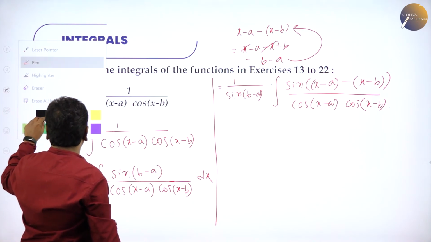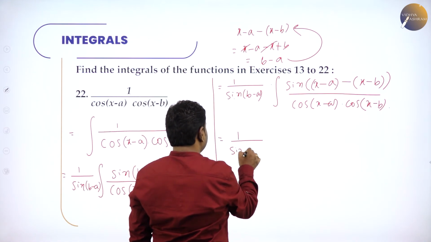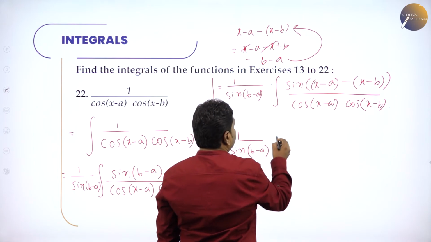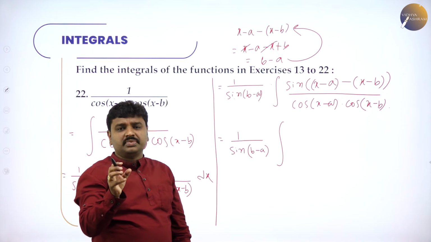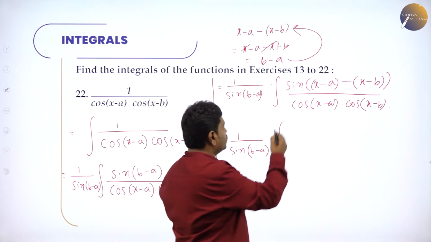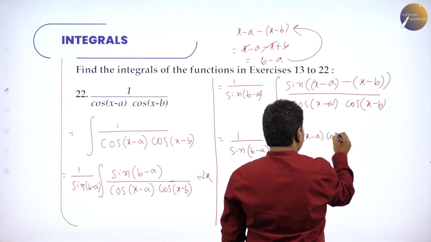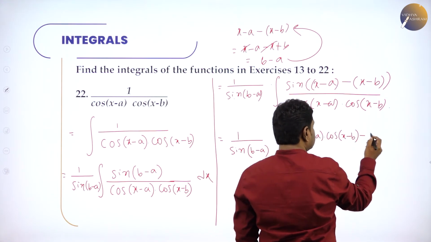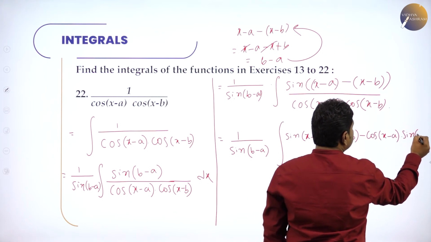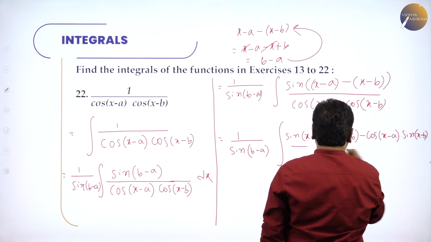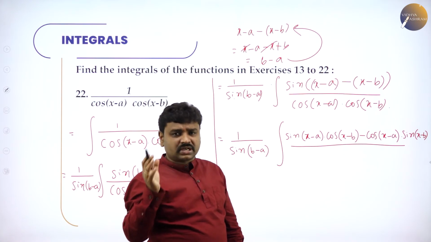Now let me split this. So 1 by sine of b minus a will be as it is. What I'll do is, all of you know sine of a minus b. What is sine of a minus b? Sine a cos b minus cos a sin b. So this will become sine of x minus a into cos of x minus b minus cos of x minus a into sine of x minus b. I am using the compound angle formula. What is the compound angle formula? Sine of a minus b is sine a cos b minus cos a sin b.